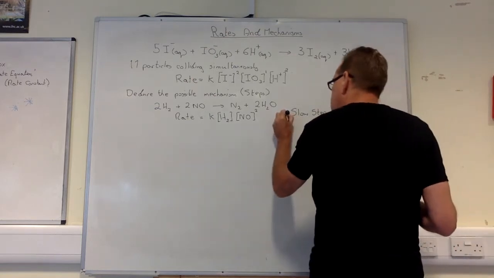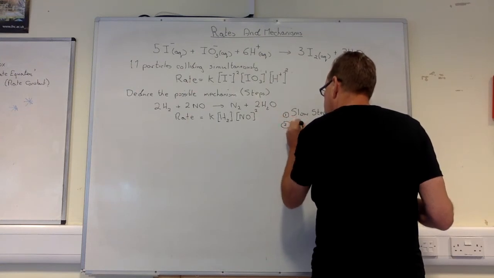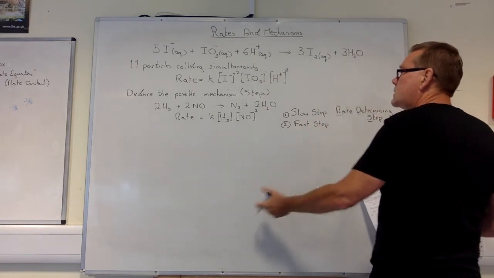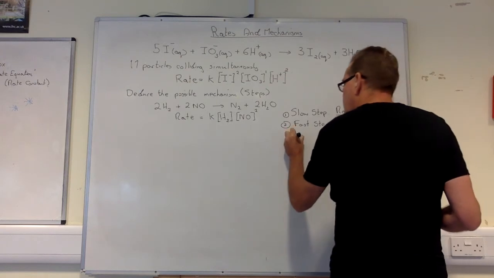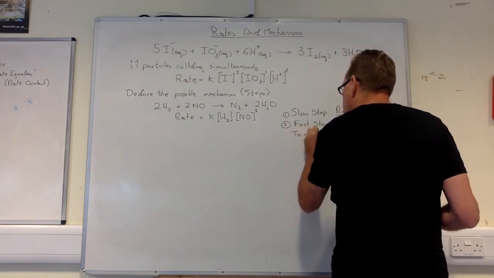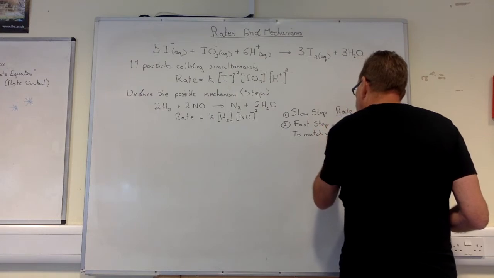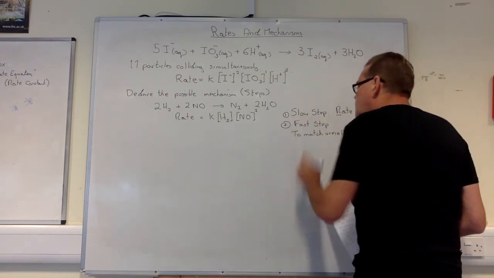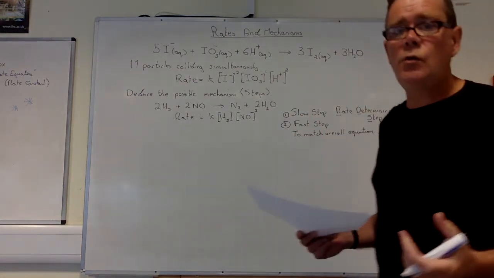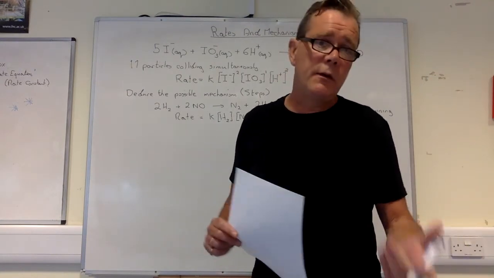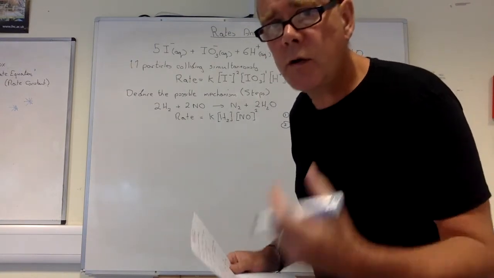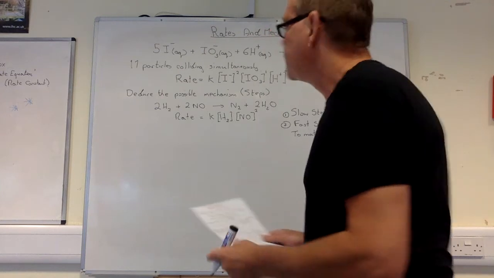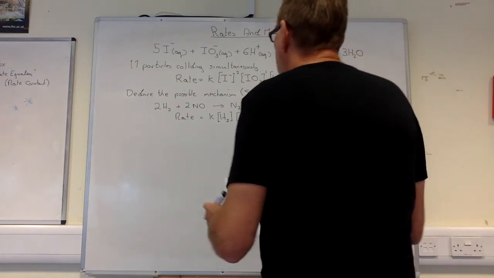And then there is a second step, which is the fast step, that, if you like, has to match the overall equation. That's what you've got to remember. Slow step, which must show the influence of the rate equation. Fast step to match the overall equation, and you're going to form an intermediate, which then gets cancelled out. That's always the way.